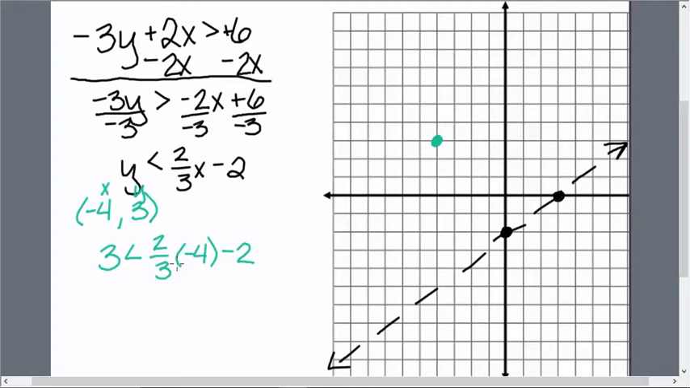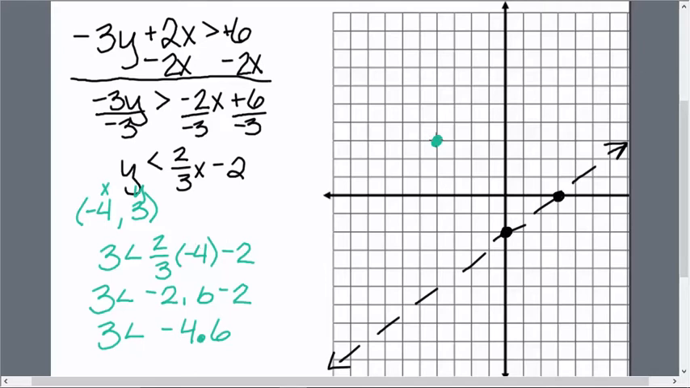So 2/3 times negative 4 is negative 2.6. So I've got 3 is less than negative 2.6-ish, minus 2, or that 3 is less than negative 4.6. So I have to make a judgment call here. I have to ask myself, is 3 less than negative 4.6? And well, that's simply not the case. 3 is much, much bigger than negative 4.6.